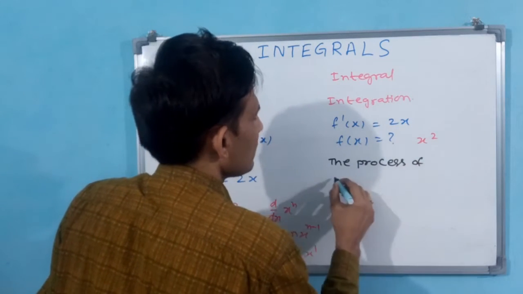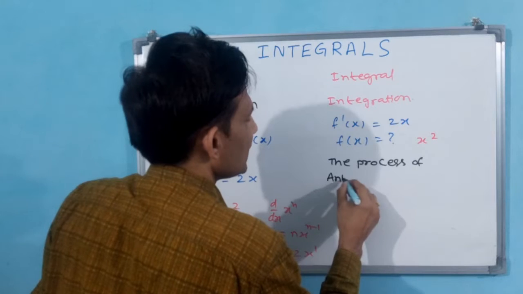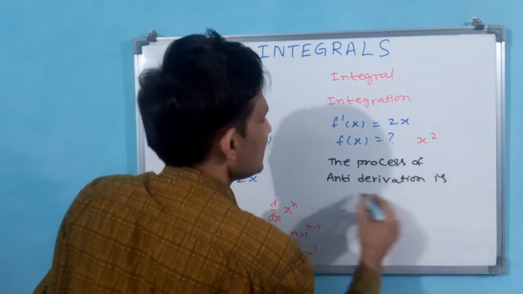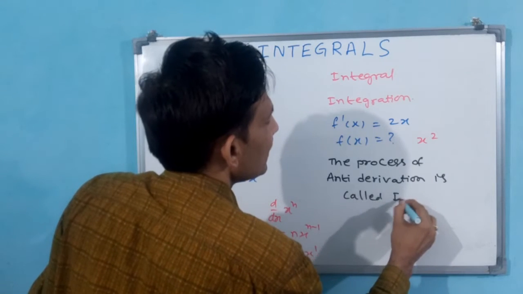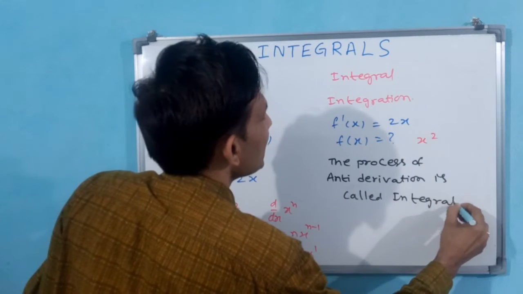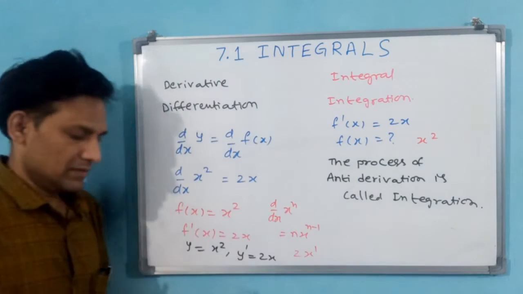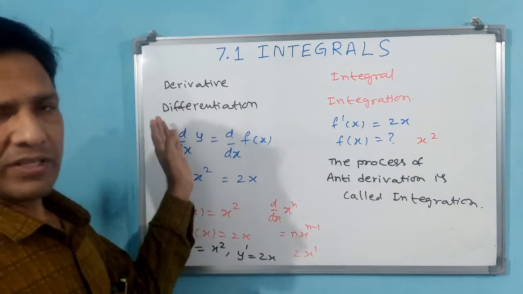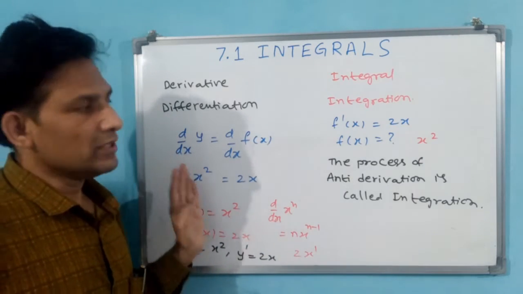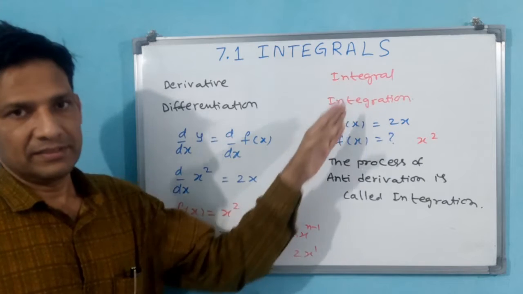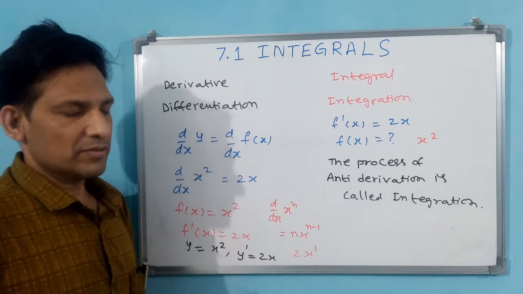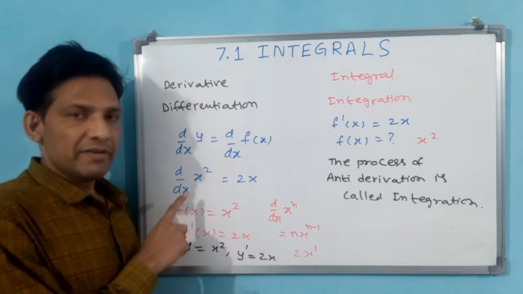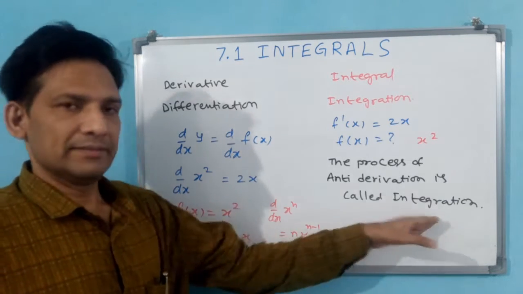The process of anti-derivation is called integration. You understand? Differentiation or derivation, derivative; integration or integrals. These are the terms. That means if you want to find the derivative, then you have to go back.